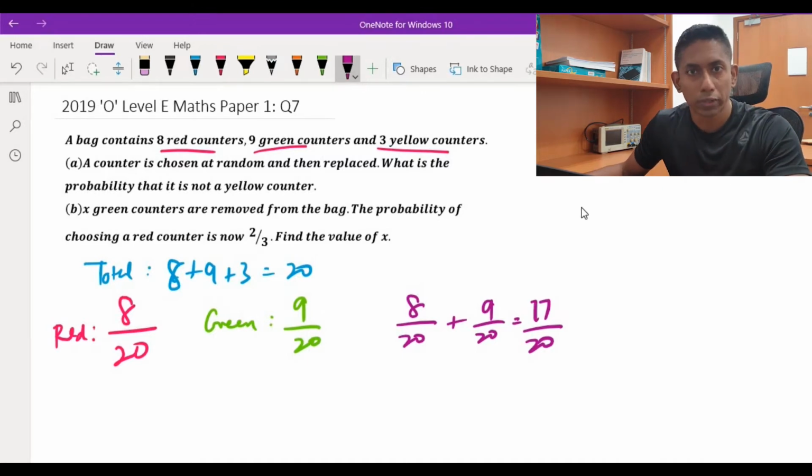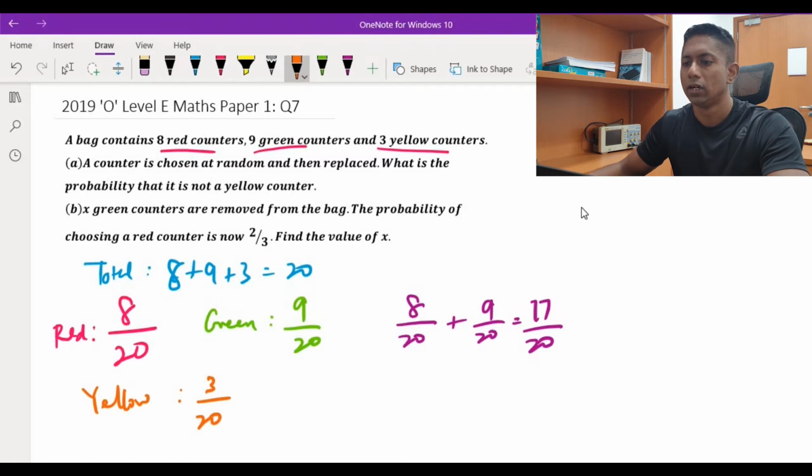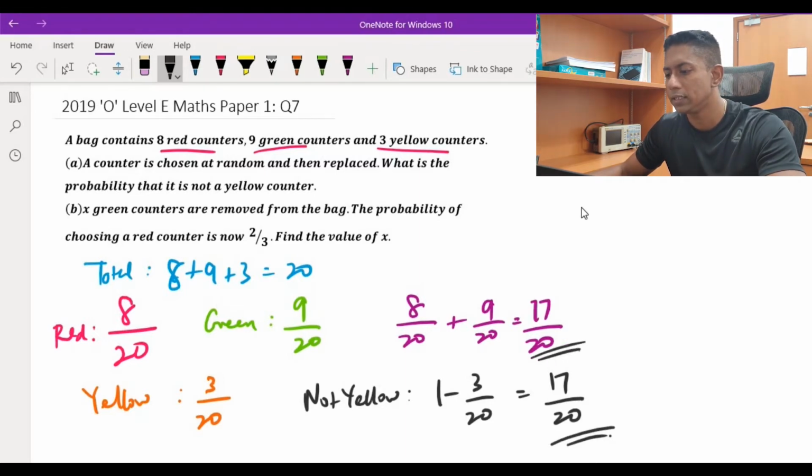The other way of looking at this question would be to find the probability that it is a yellow counter and then subtract that value from 1. For it to be a yellow counter, the probability would be 3 out of 20. So for it to be not yellow, the answer would be 1 minus 3 over 20, and that will also give you 17 over 20. So these are two different ways in which you can solve part A of this question.